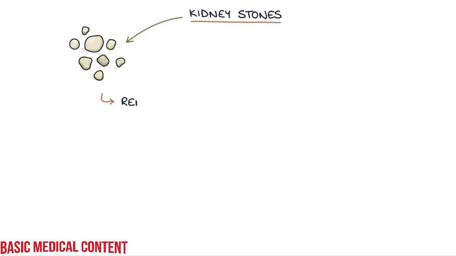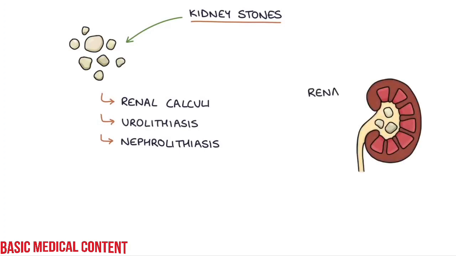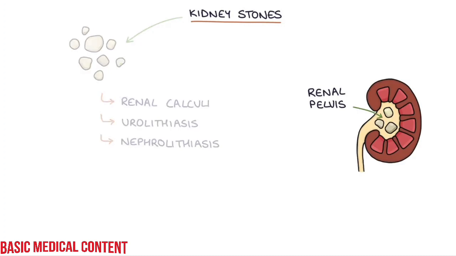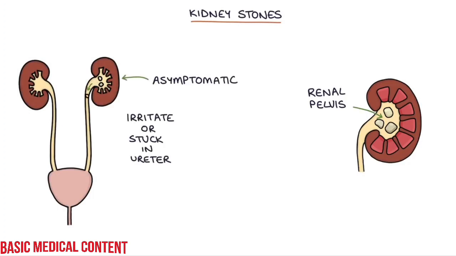In this video, I'm going to be going through kidney stones. Kidney stones are also referred to as renal calculi, urolithiasis, and nephrolithiasis. They're hard stones that form in the renal pelvis, where the urine collects before it travels down the ureters. Kidney stones may be asymptomatic until they irritate or get stuck in the ureters. They might get stuck at any point along the ureters, but most often this happens at the vesico-ureteric junction, which is the junction between the ureter and the bladder.